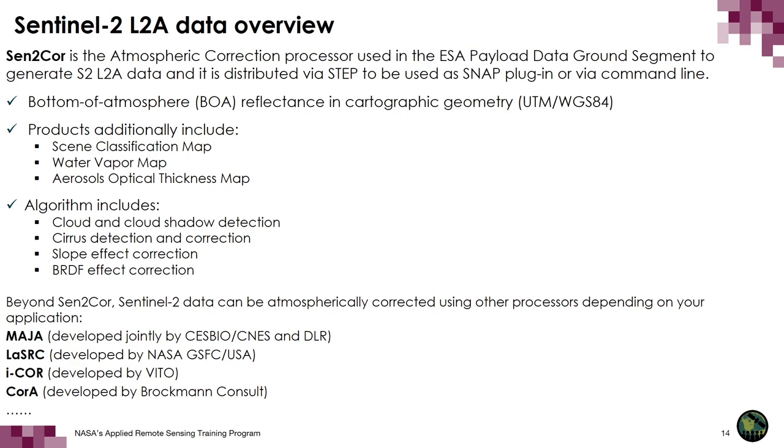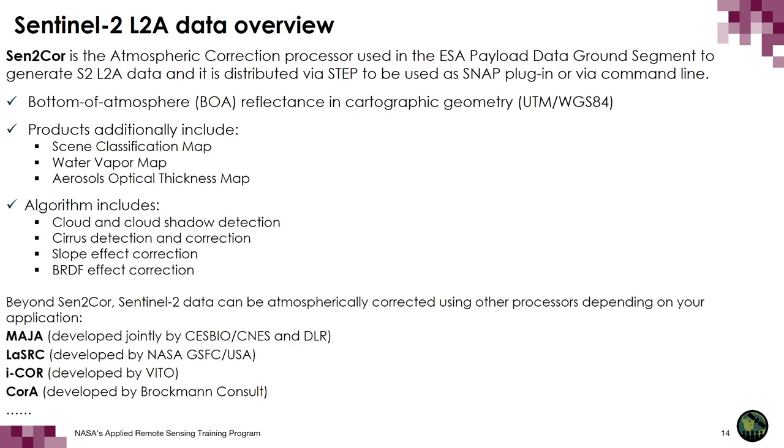So the Sentinel-2 level 2A data are atmospherically corrected. The atmospheric correction is performed by using a processor called Sen2Cor. This processor is the one used in the ESA payload data ground segment, but it's also available for the users. Sen2Cor is distributed via STEP, the Scientific Toolbox Exploitation Platform, and it can be used as a plugin in SNAP software or via command line as a standalone tool.